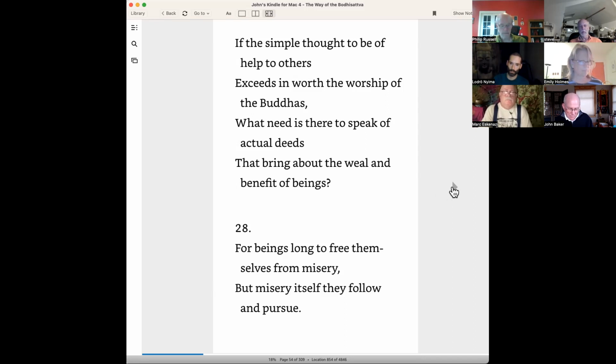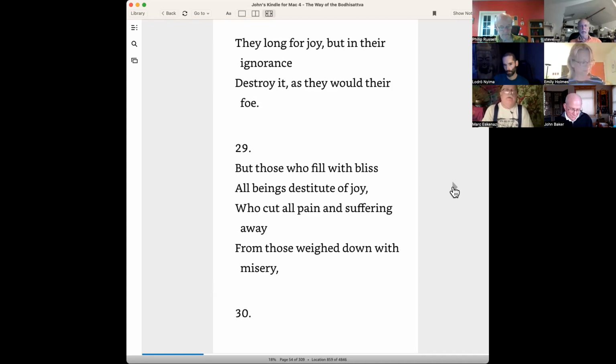Next. Mark. For beings long to free themselves from misery, but misery itself they follow and pursue. They long for joy, but in their ignorance destroy it, as they would their foe. And this is confused samsaric beings as opposed to bodhisattvas. So we're being enjoined to become bodhisattvas.